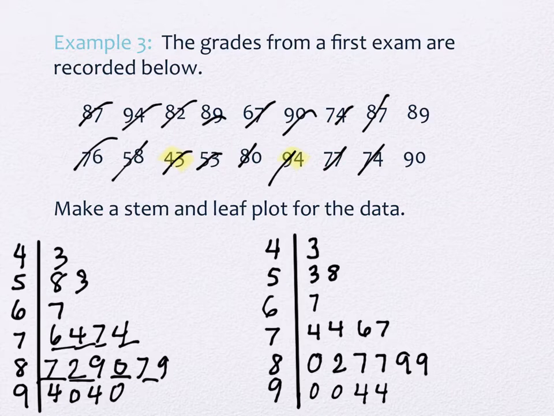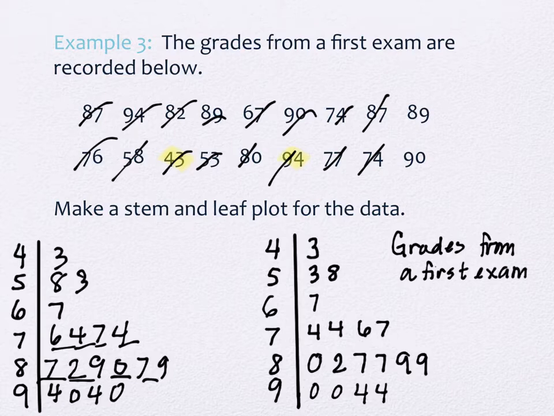But it puts everything in numerical order. I mean, I can go straight down and I can say, look, there was a 43, a 53, a 58, a 67, a 74, a 74, a 76, a 77, and so on. They're all in order. The only thing that's missing is a title. So a title here would be something like that these are grades from a first exam.